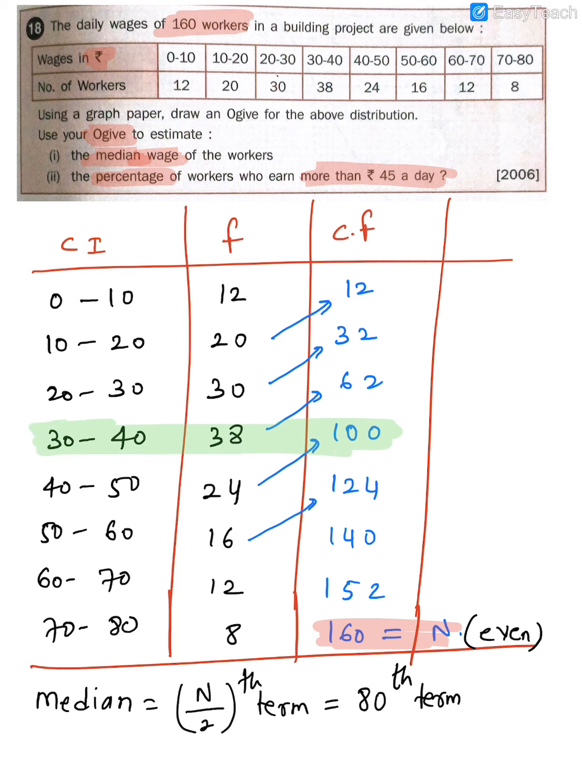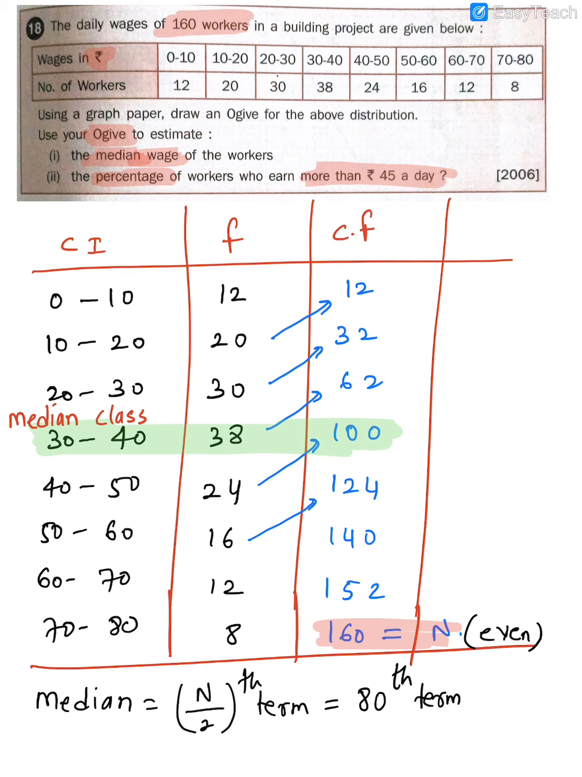Okay, till the 100th guy, they all have what salary? Between 30 to 40. Clear? So our median is also between 30 to 40. So I'll repeat once again. Right now we do not know what our median is. All we know is the range of the median, you can say. So this is also called the median class.